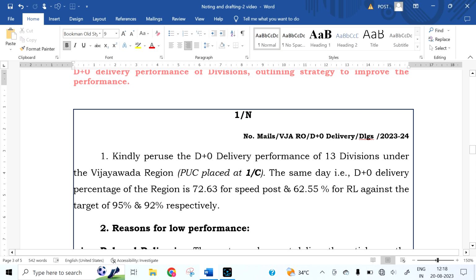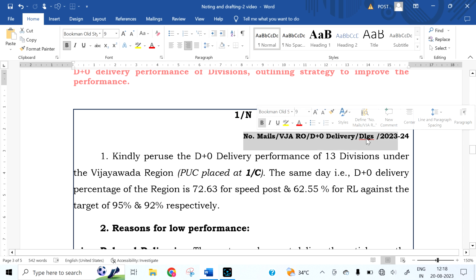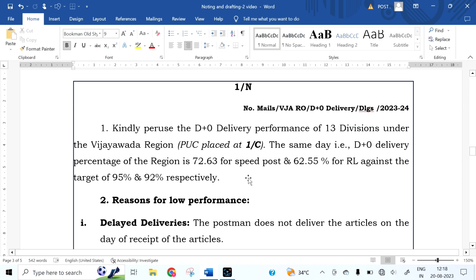So in the note sheet, we have to follow a certain proforma, and we should be courteous. Here you can see the number, mails Vijayawada RO, D+0 delivery performance of divisions 2023-24. In a note sheet we should write para-wise. Kindly peruse the D+0 delivery performance of 13 divisions under Vijayawada region. PUC is placed at 1/C. PUC means paper under consideration, that means the paper on which we have to take a decision. So that is called PUC, and it is placed at 1/C.